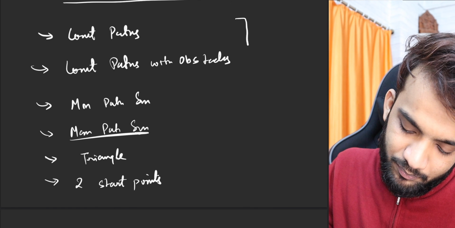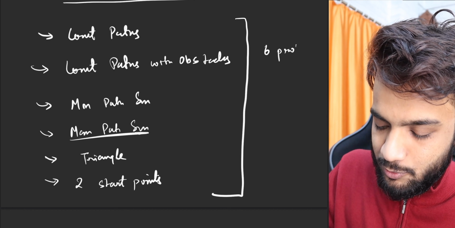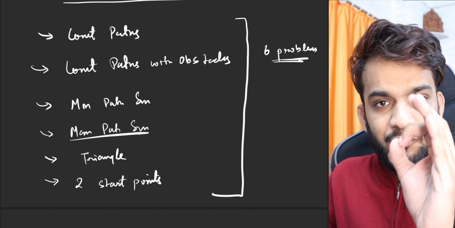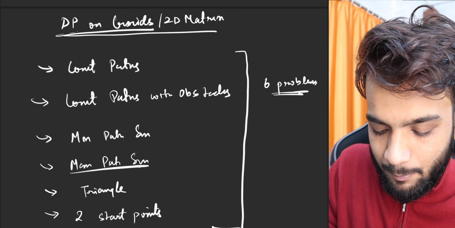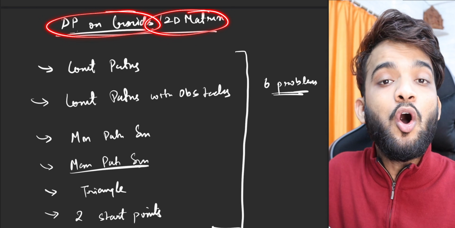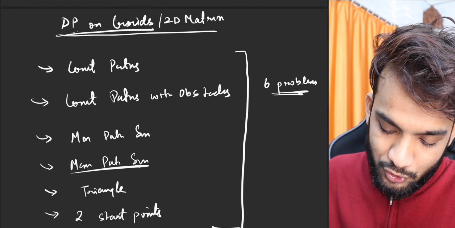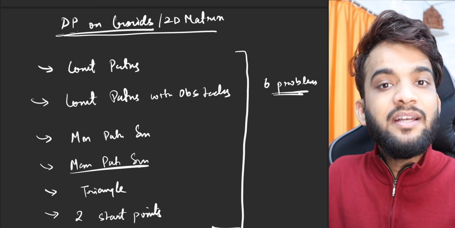I'm very sure that after you do all these six problems, because all these six problems are of different types, you can do any problem on DP on grids or on 2D matrix. This is my promise to you. So you just need to make sure you watch and submit all six problems.